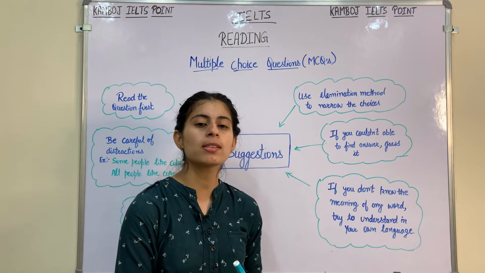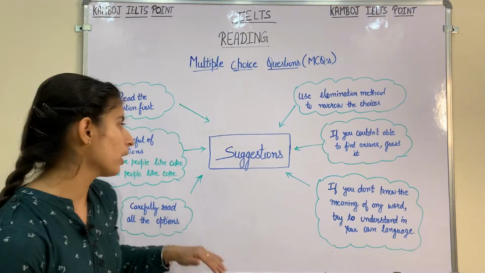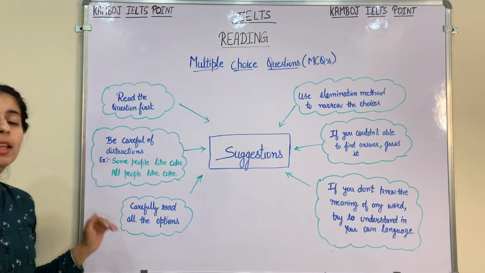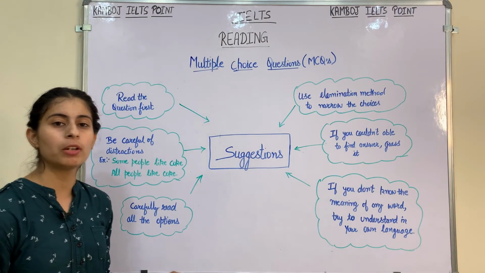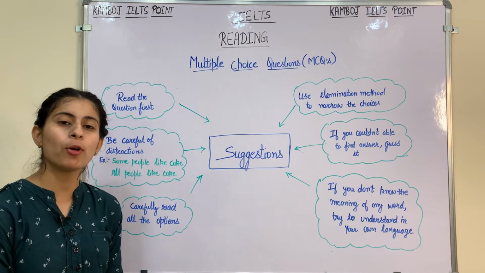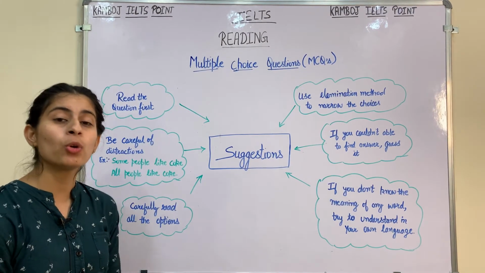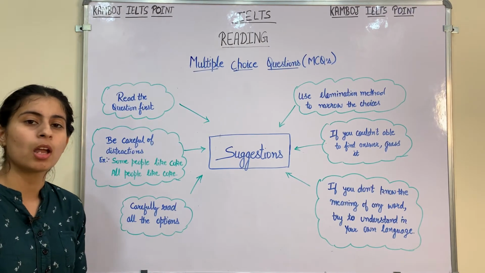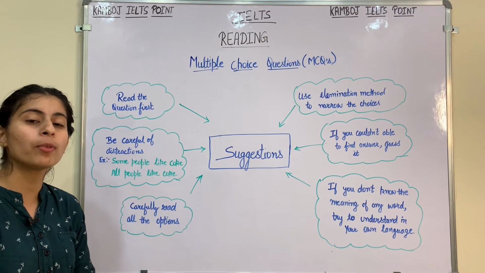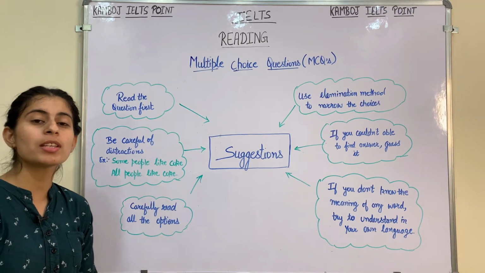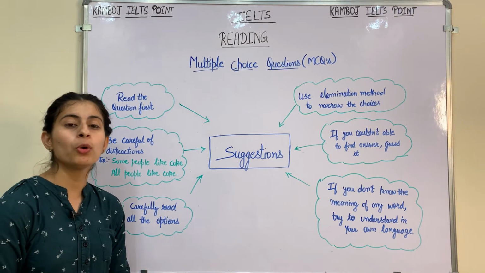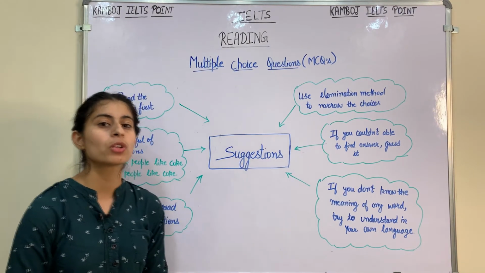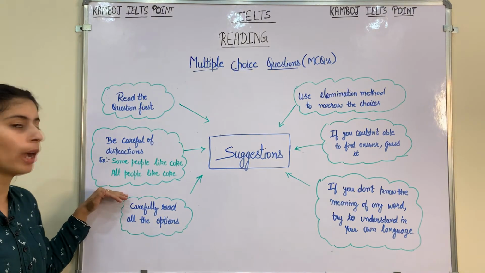Then go to the text and read the text. The second one is be careful of distractions. This is something that you can see in each and every reading. It doesn't matter what type of questions they are. You can see in every paragraph lots and lots of distractions. So this is something that you have to be careful about because they just want to trick you. If you get tricked by them, then you couldn't get your desired band scores. So you have to be careful about that thing.